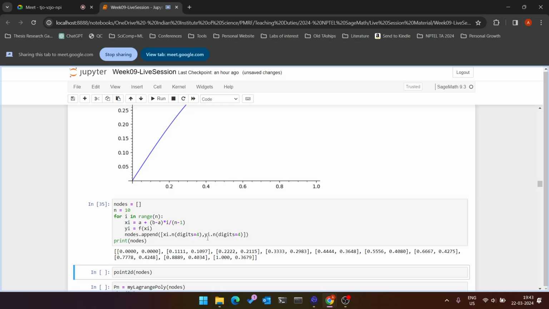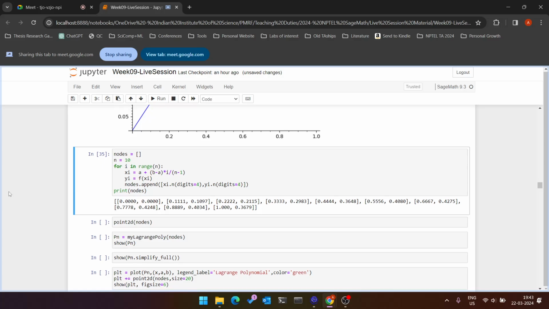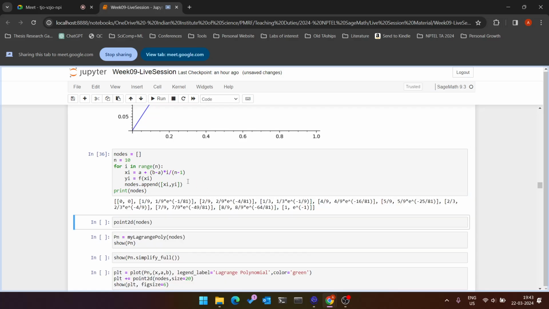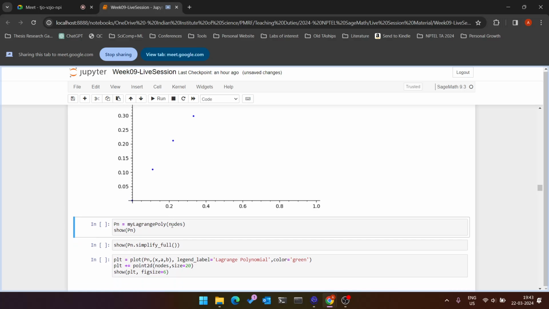Once I print out all those points, one thing that I'm also doing is limiting the number of digits. Otherwise, if I do not want this, I might also do away with it. So suppose I only want xi, yi. This is how I could do it. Next, I'll plot my points. This is how my points look, and now I'll be calculating my Lagrange polynomial.